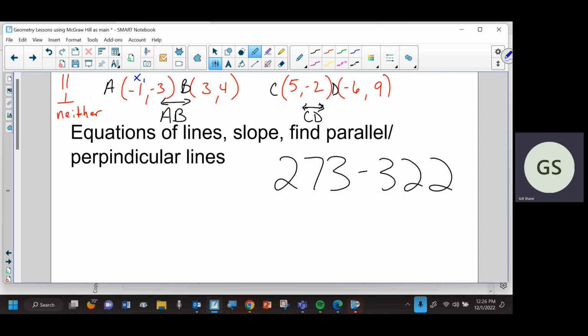First process, label the points. I consider this to be my first point for this line at least. So I'm going to call that X1, Y1. That's all the ones mean, that's my first point. This is my second point, so I'm going to label it X2, Y2. This over here is still going to be X1 because it's a different line. It's going to be X1, Y1, X2, Y2.